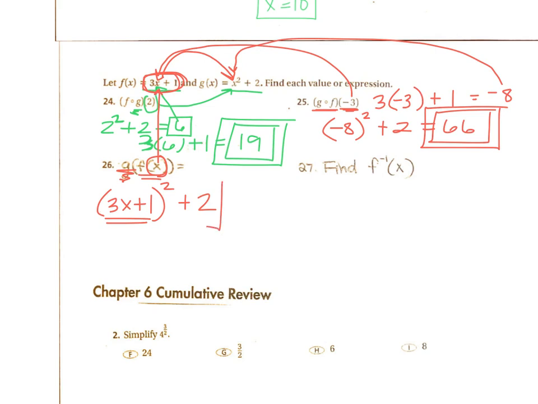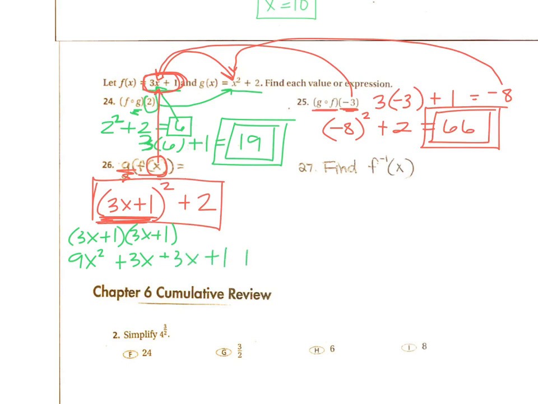Okay, now you could just leave it like that. That's a pretty simple way to do it, or you could actually square this binomial. If you do that, basically what you're doing is 3x plus 1 times 3x plus 1. When you FOIL that, you're going to get 9x squared plus 3x plus 3x plus 1. And then don't forget you have that plus 2. And if you simplify that, it's 9x squared plus 6x plus 3. So this could be your answer, or this could be your answer. I would take either one of those.